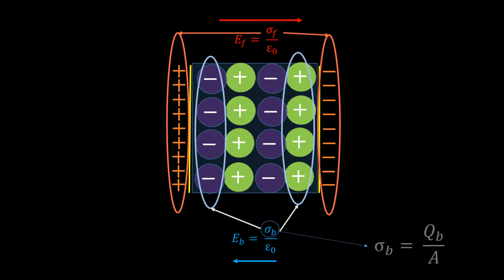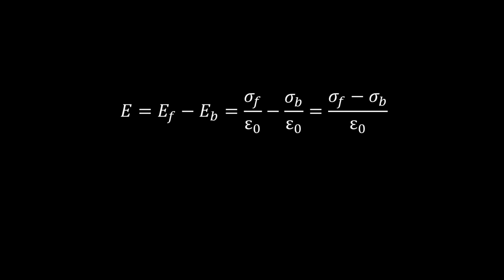So let us find out the resultant electric field. The resultant electric field is EF minus EB, and then we have (sigma F minus sigma B) upon epsilon 0. So epsilon 0 E is equal to sigma F minus sigma B. This is the resultant electric field. This E is the resultant electric field when we have a dielectric between two plates of the capacitor. If you don't have a dielectric, sigma B will be 0, and then we have sigma F by epsilon 0.